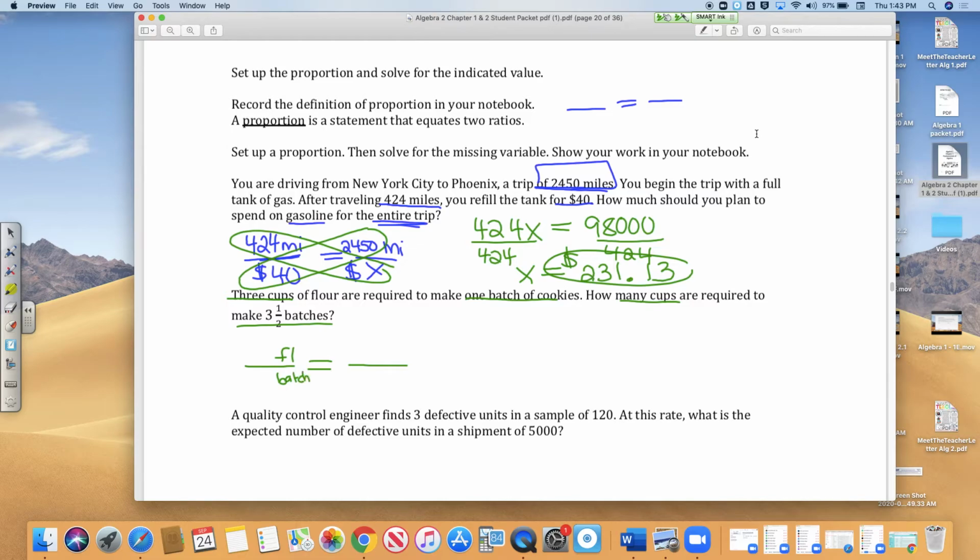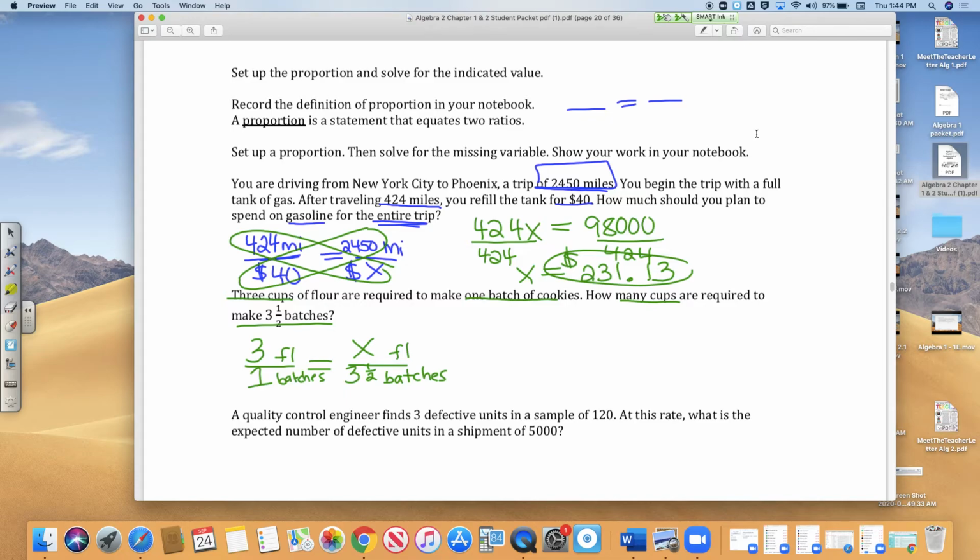So I'm just going to say flour to batches. Flour to batches. Batches is a weird word. Okay, so 3 cups of flour are required to make 1 batch of cookies. We want to know how many cups are required to make 3.5 batches. I know that the 3.5 will go down here because my units are all aligned. I'm trying to solve for how much flour we will need for this particular problem.